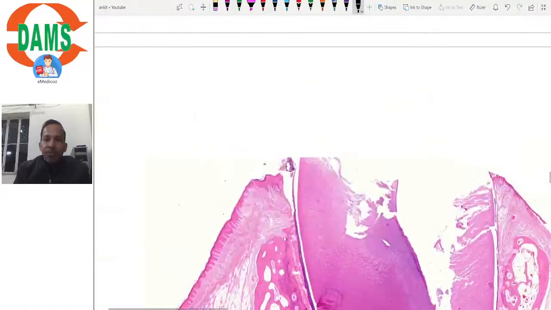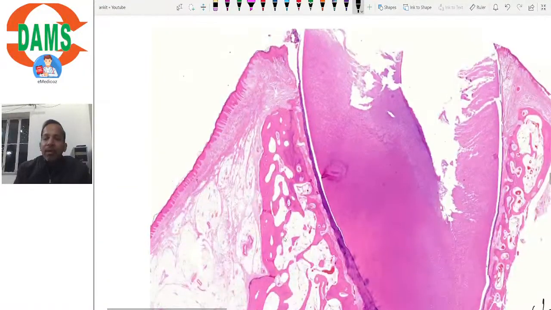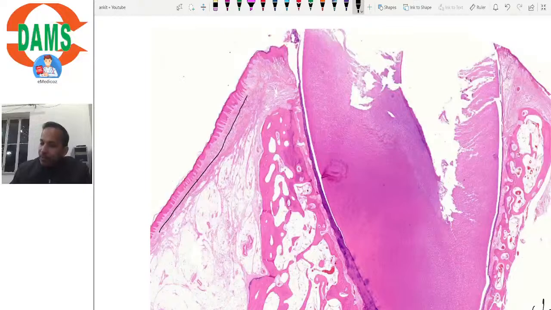We said earlier that the attached or keratinized mucosa has longer and thinner rete ridges as compared to the lining mucosa. You can notice that transition here. The attached gingiva has longer rete ridges as compared to the alveolar mucosa.